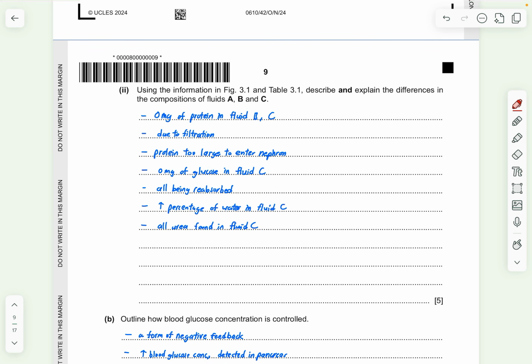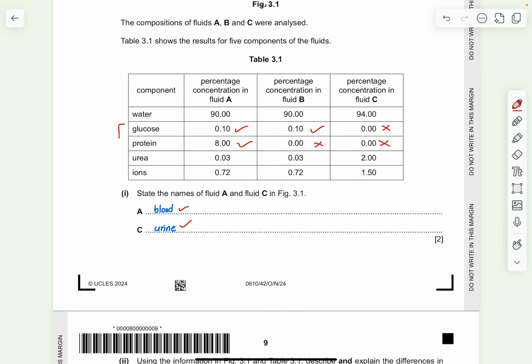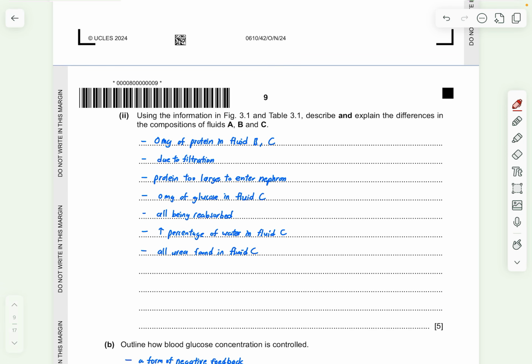Okay, for part 2, using the information in figure 3.1 and table 3.1, describe and explain the differences in the composition of fluid A, B, and C. So focus on these two that I've mentioned here, and other than that is not so much. They ask you to describe and explain, so this sort of question is very important. You can see that there is 0 mg of protein in fluid B and C. There's nothing of protein in fluid B and C.